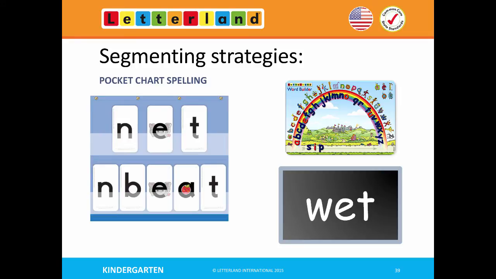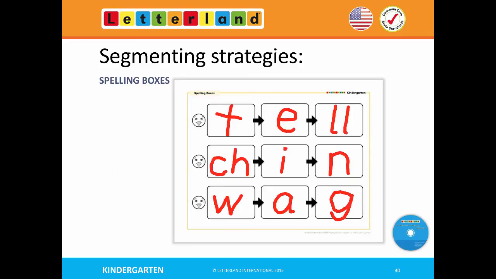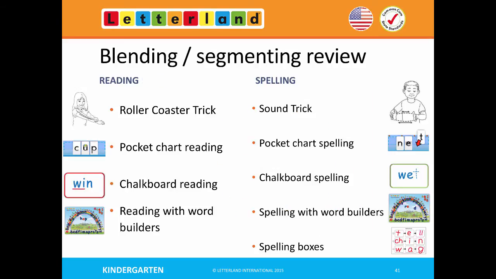Segmenting or spelling can also be done using other resources, including a pocket chart, chalkboard, or the magnetic word builder. Blank spelling boxes can be found on the Kindergarten Teacher's Guide CD, and these allow each child to identify and then write the required letters when being asked to listen for the phonemes and segment a word. Now is a good time to review all of these strategies.